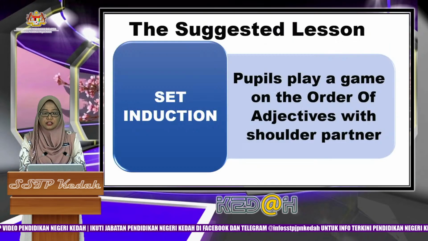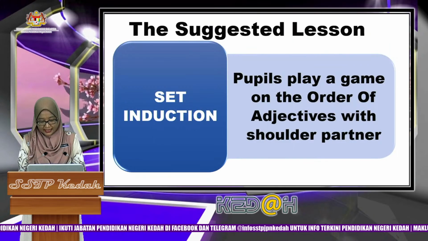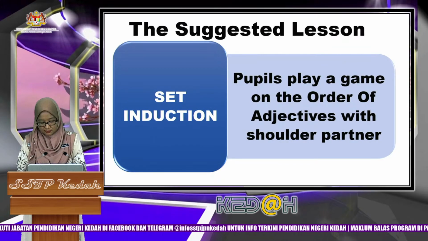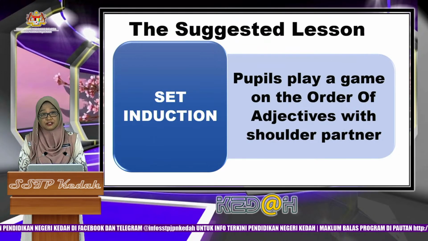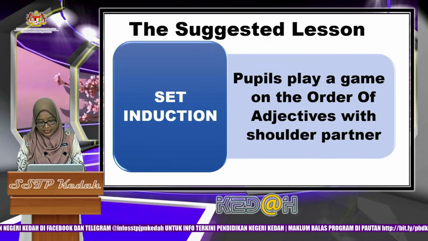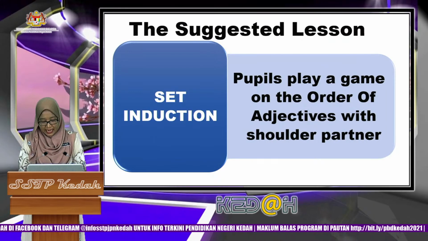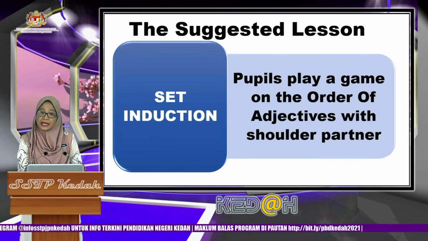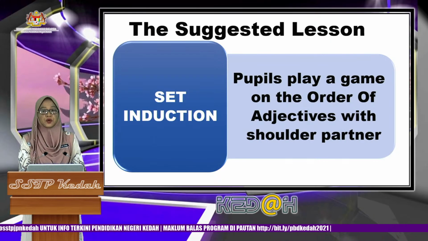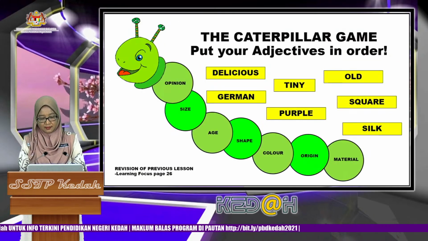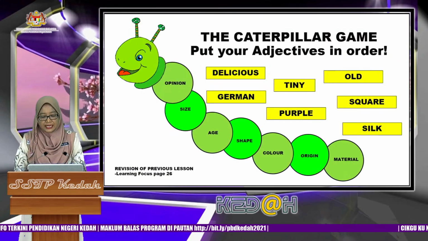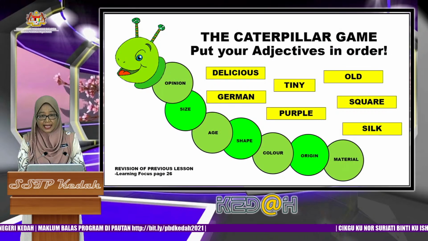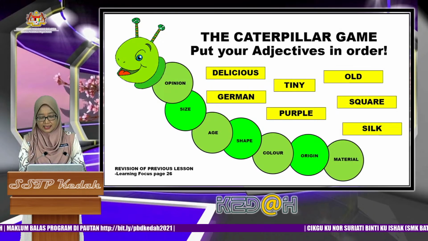Each lesson should start with something fun and interesting for pupils to be motivated. For this lesson, I decided to let them play a game in which they get to recall what they have learned in previous lesson. So here, pupils will play a game on the order of adjectives with shoulder partner. Note that this is the revision of the previous lesson taken from the textbook, page 26.